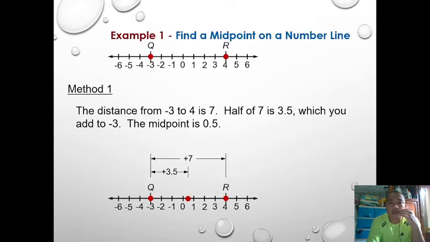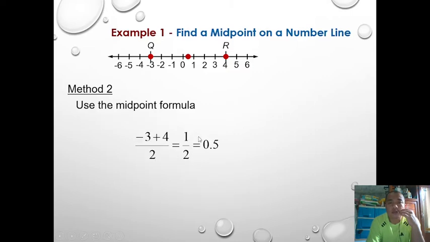Find the midpoint on a number line, QR. Method 1. The distance from negative 3 to 4 is 7, right? 1, 2, 3, 4, 5, 6, 7, by counting. And what is half of 7? 7 divided by 2 is 3.5, which you add to negative 3. So add 3.5 to negative 3. The midpoint therefore is 0.5, or 1 half. Method 2, using the midpoint formula: negative 3 plus 4 is 1, divided by 2 is 1 half, or 0.5.